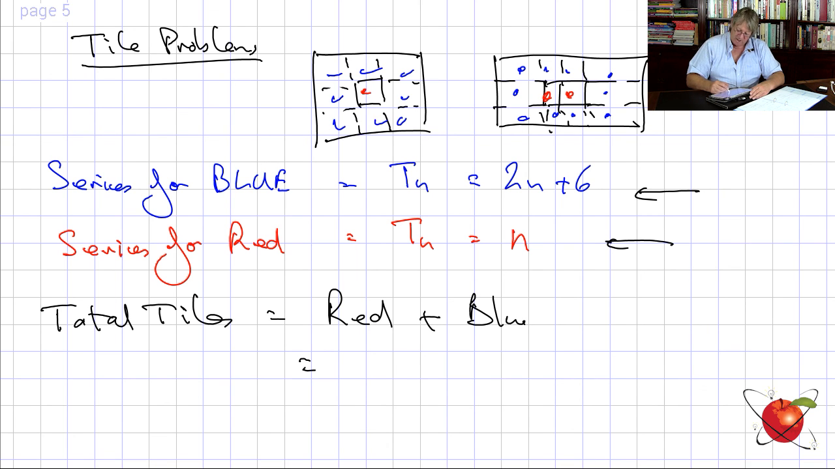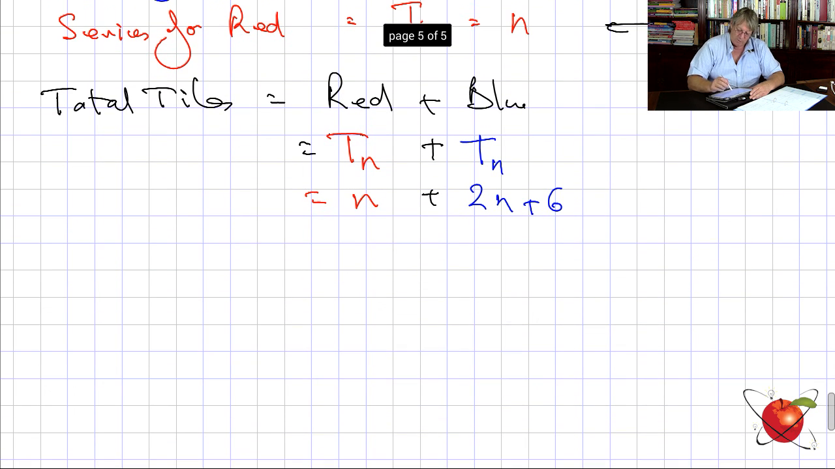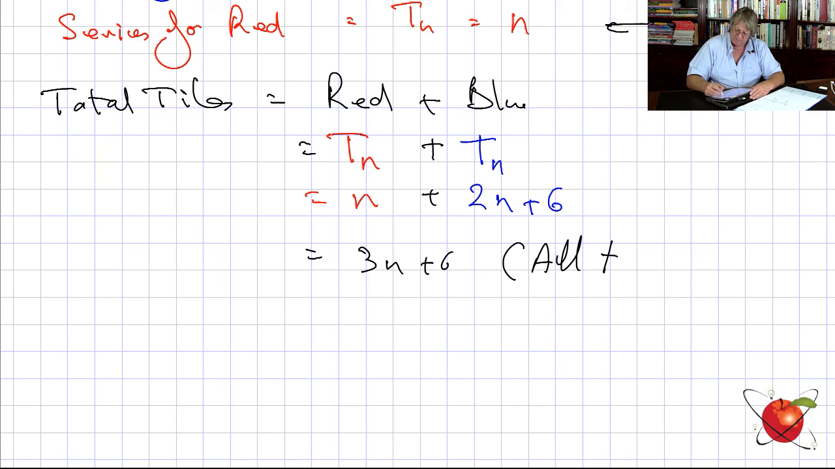Let's just do it using the colors. Tn for red is equal to n, plus Tn for blue, which is 2n plus 6. We add them together, so the total is going to be 3n plus 6. This is then all tiles. Those are the tile problems.